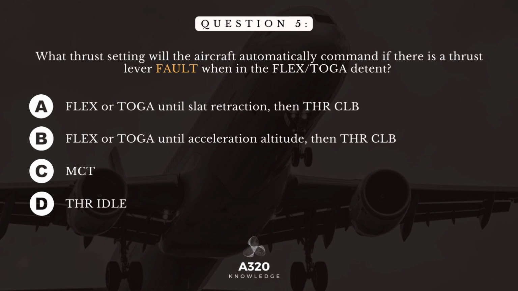Question 5. What thrust setting will the aircraft automatically command if there is a thrust lever fault when in the flex or toga detent? A. Flex or toga until slat retraction, then climb thrust. B. Flex or toga until acceleration altitude, then climb thrust. C. MCT. D. Thrust idle.